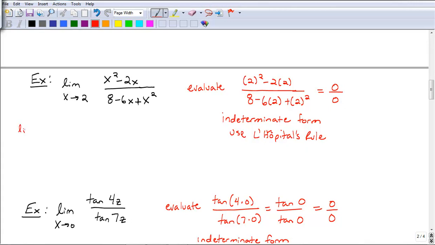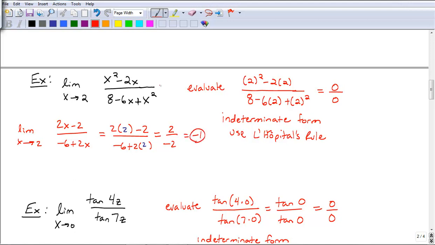And what it says with L'Hopital's rule is I can just take the derivative of the top, which is 2x minus 2, and the derivative of the bottom, which is negative 6 plus 2x, and try to evaluate now. If I plug 2 in now, on the top I have 2, and on the bottom I have negative 2, which gives me a negative 1. But L'Hopital's rule says the original limit is equal to that as well, because you don't change the limit when you take the derivatives like this.